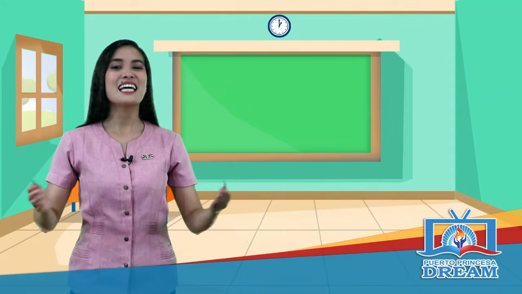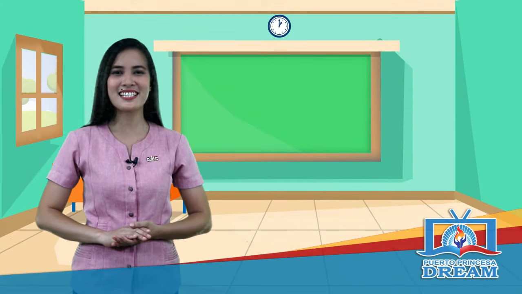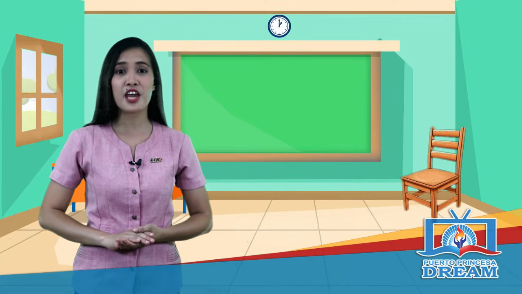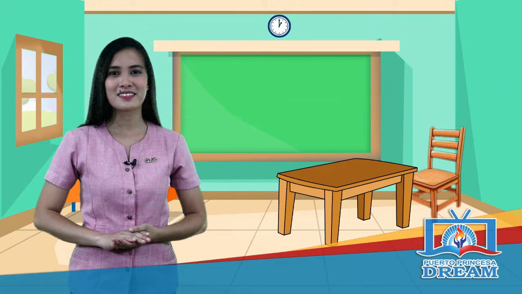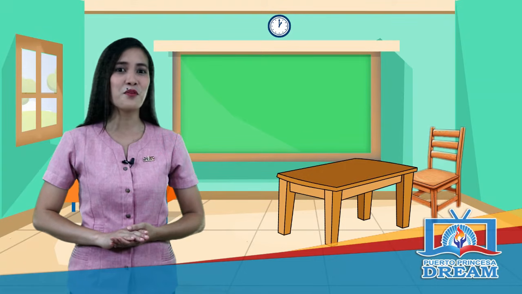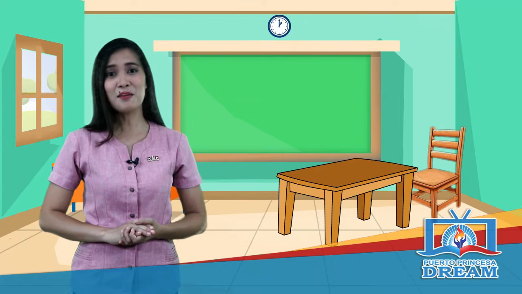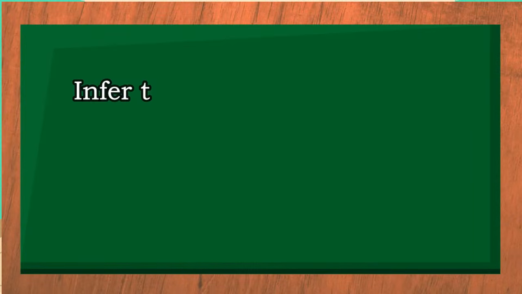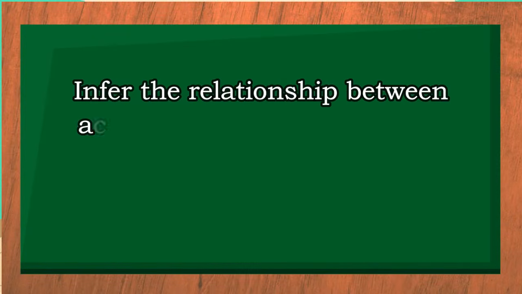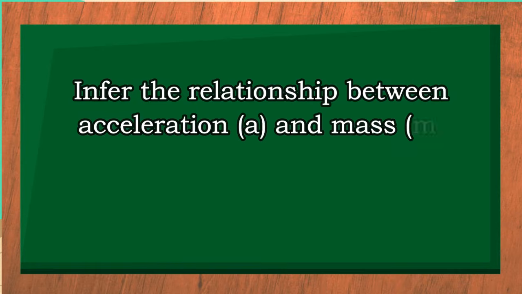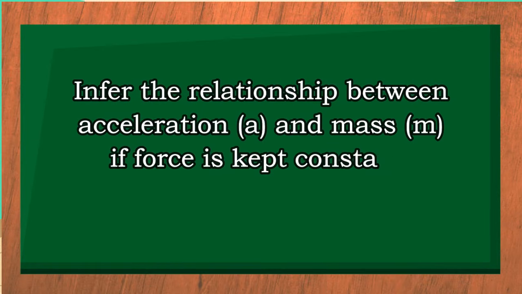This time, imagine yourself applying the same amount of force, or capital letter F, to a chair and a table. Which one will move faster? A chair or table. Infer the relationship between the acceleration, a, and mass, m, if force is kept constant.